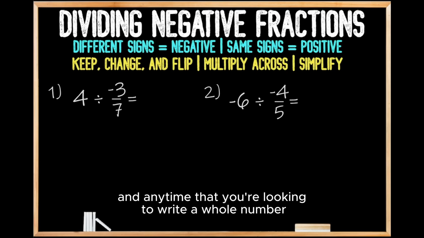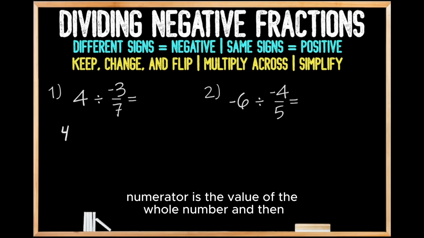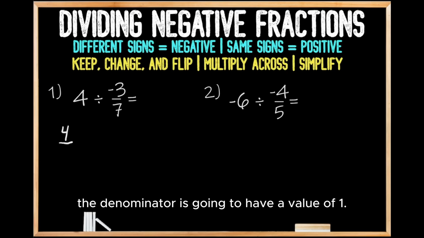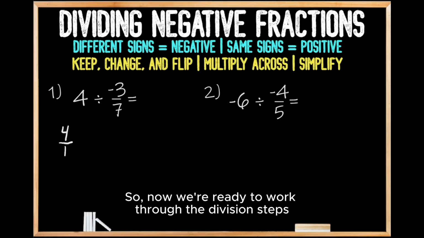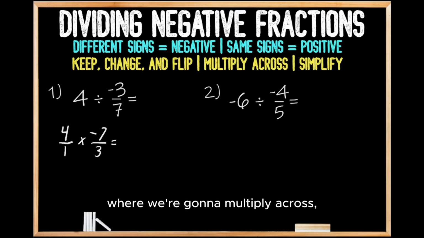And anytime that you're looking to write a whole number as a fraction, you're going to write a fraction where the value of the numerator is the value of the whole number, and then the denominator is going to have a value of 1. So now we're ready to work through the division steps, which we can see up top highlighted in yellow. And the first step is to keep, change, and flip. So the first fraction we're going to keep the same, but we're going to change this division symbol to a multiplication symbol, and then we're going to flip the second fraction to its reciprocal. So instead of having negative 3/7, we're going to have negative 7/3.